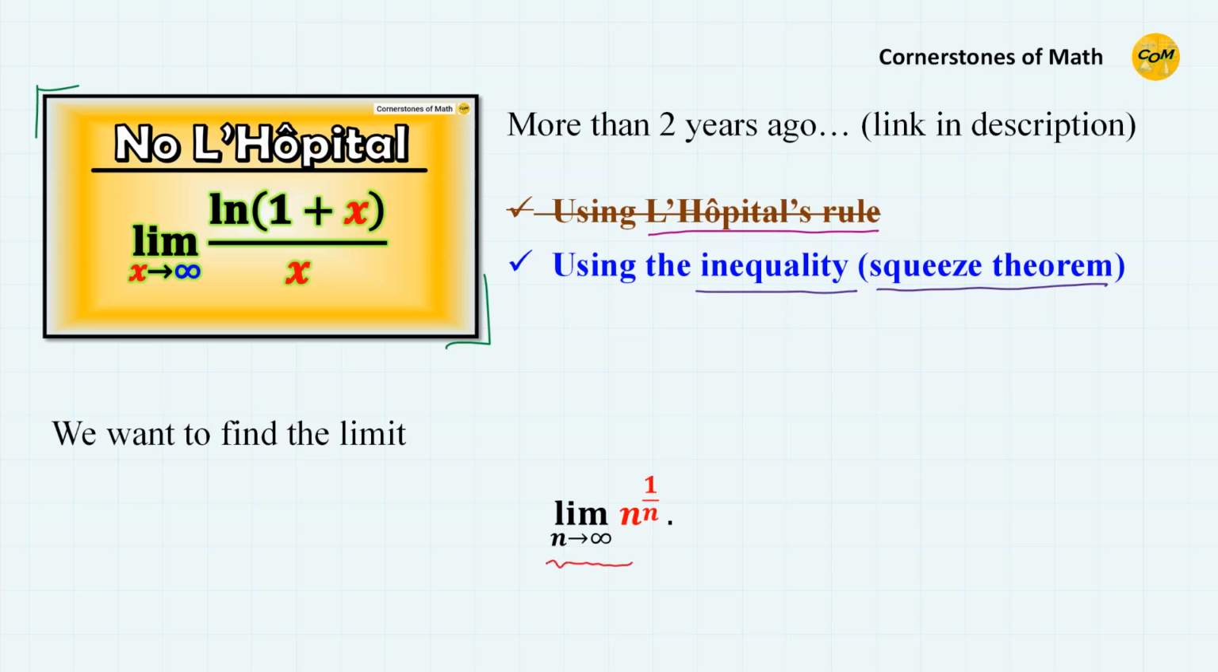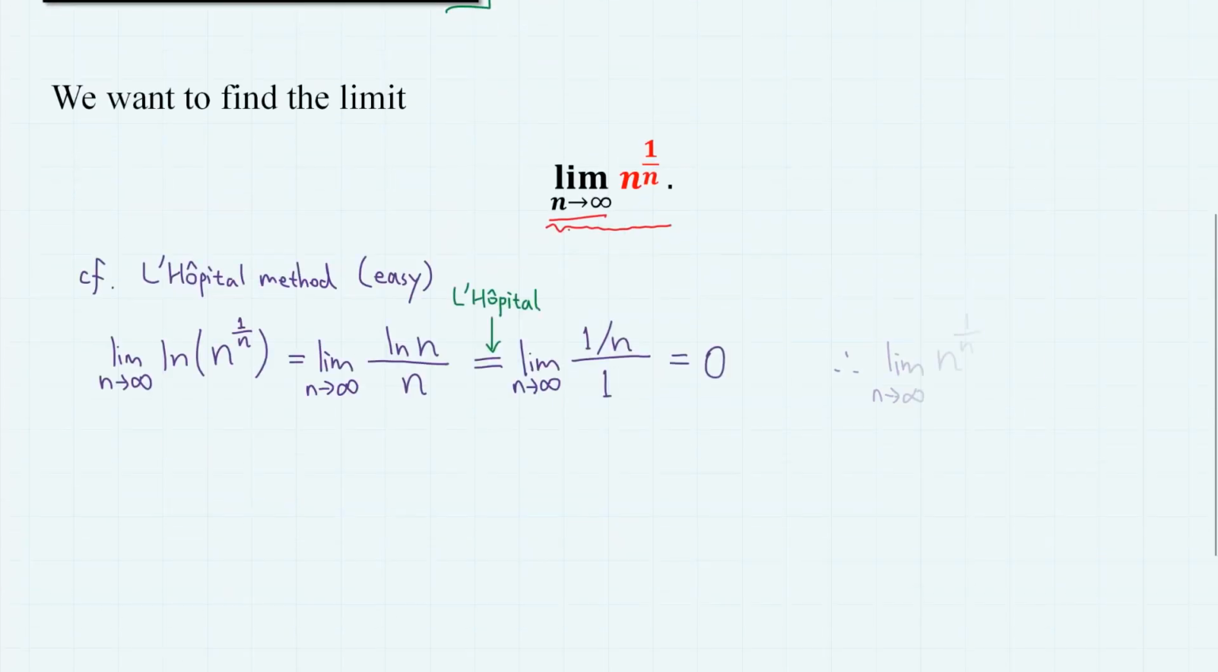We want to find the limit of n to the power of 1 over n as n goes to infinity. To be fair, this limit can be easily evaluated using L'Hopital's rule on its logarithm. But here, we are going to calculate this limit without using L'Hopital's rule, not because the other method is faster or something, but just for the intellectual pleasure.